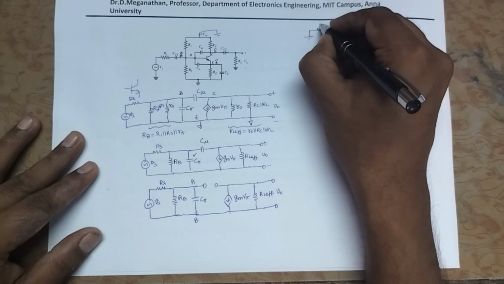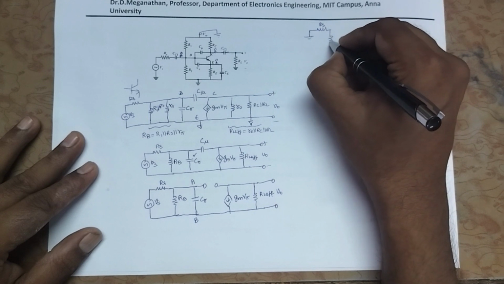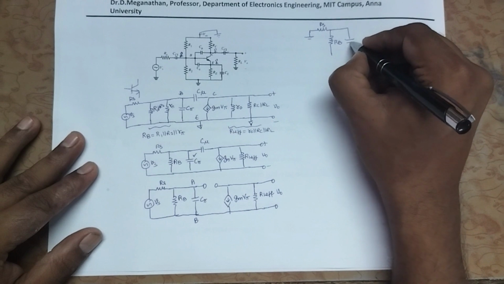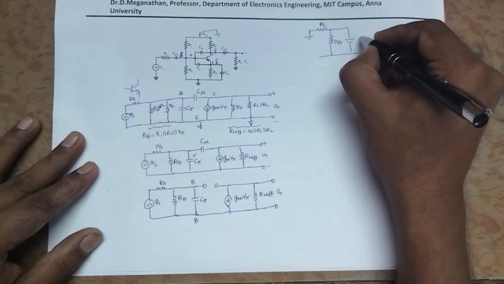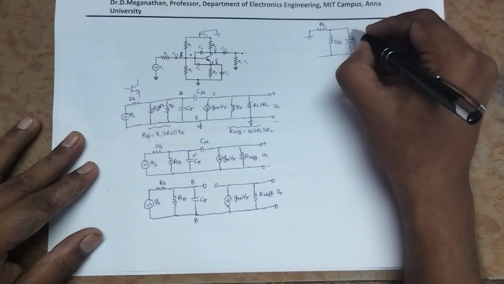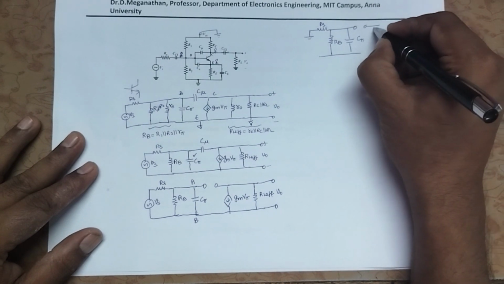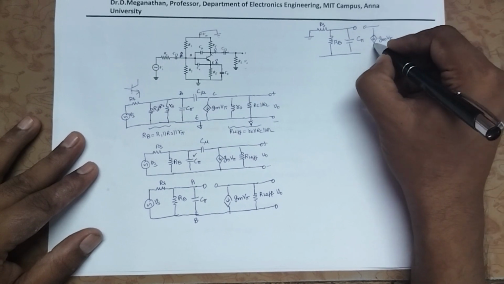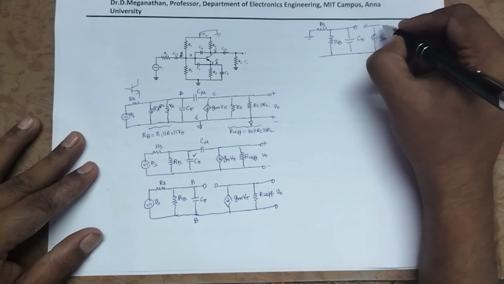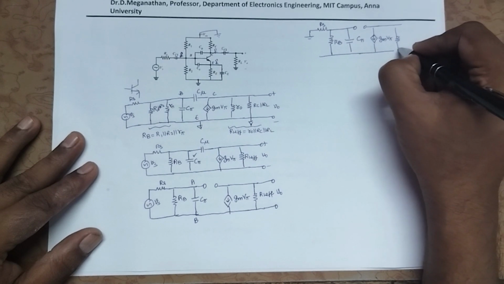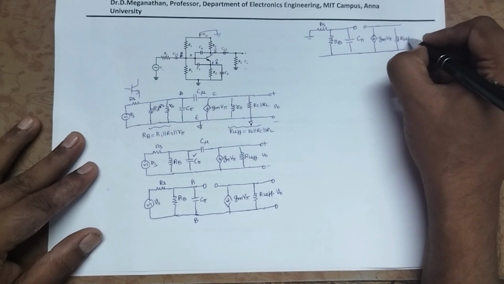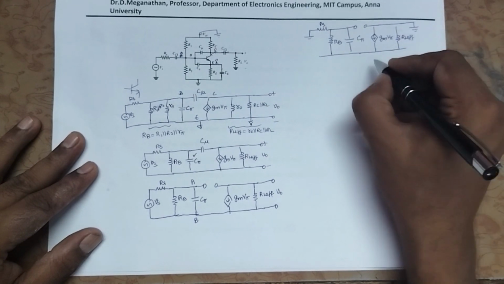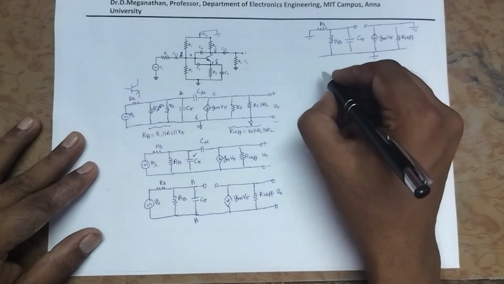Rs, then we have Rb, capacitor C pi. Here it is open circuited, GMV pi, RL effective. Again the output voltage source is grounded. Here also it is on ground. So once again reduce the circuit diagram.